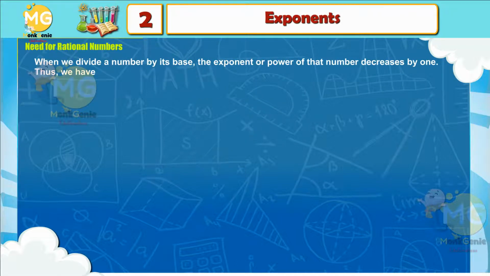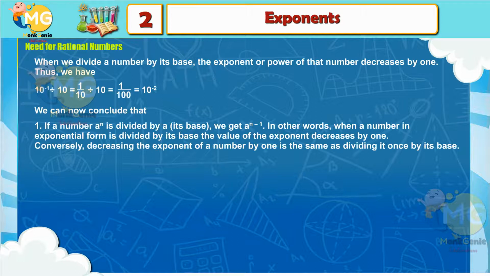When we divide a number by its base, the exponent or power of that number decreases by 1. Thus, we have 10^-1 divided by 10 equals 1/10 divided by 10 equals 1/100 equals 10^-2. We can now conclude that 1. If a number a raised to the power n is divided by a, its base, we get a raised to the power n minus 1.